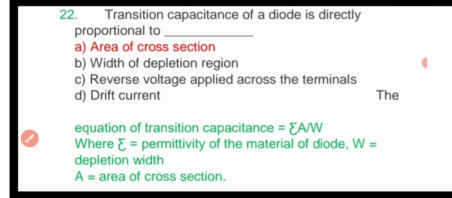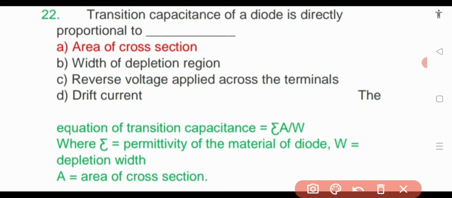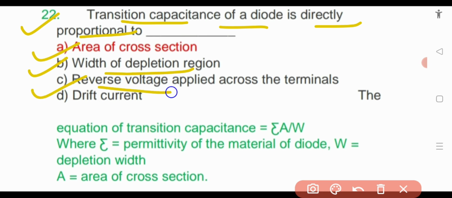Next question, question number 22. Transition capacitance of a diode is directly proportional to: option A, area of cross section. Option B, width of depletion region. Option C, reverse voltage applied across the terminals. Option D, drift current.